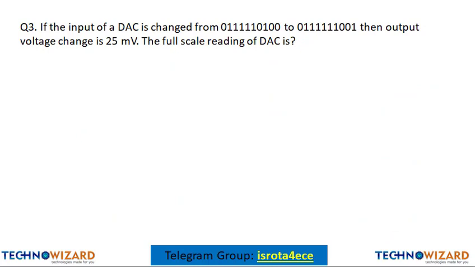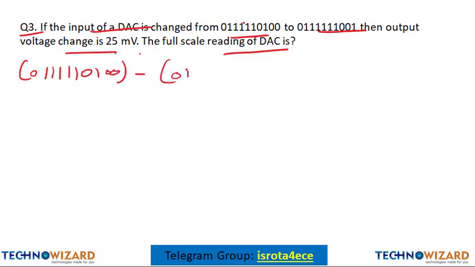Now question number 3. If the input of a DAC is changed from this to this, then the output voltage changes by this. We have to find the full scale reading of the digital to analog converter. Now the input is changed from this, so we first have to subtract: 0 1 1 0 0 1 0 1 0 0 minus 0 1 0 1 1 0 0 0 1. On subtracting this, you will get 101 in the binary input, and this will be 5 in decimal.